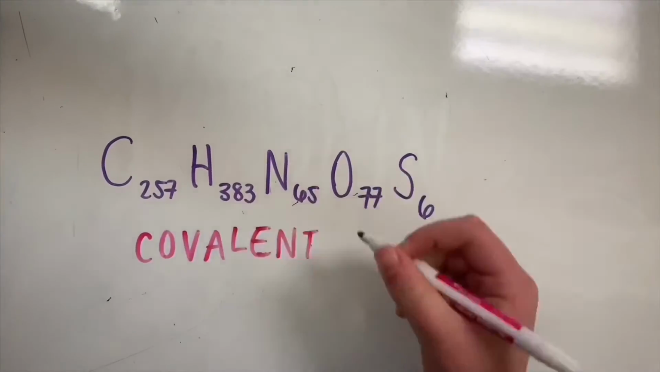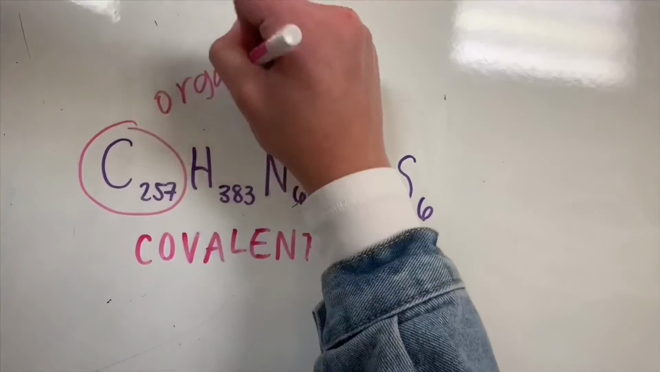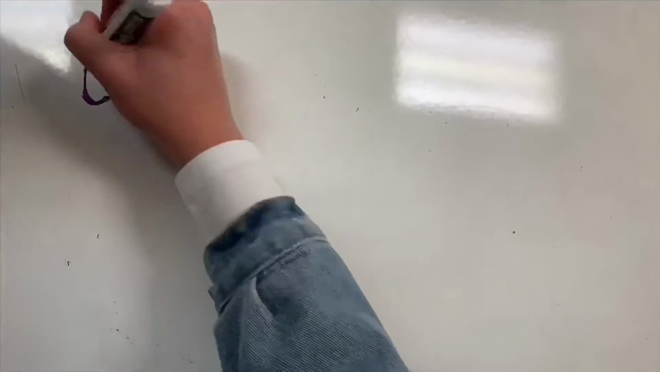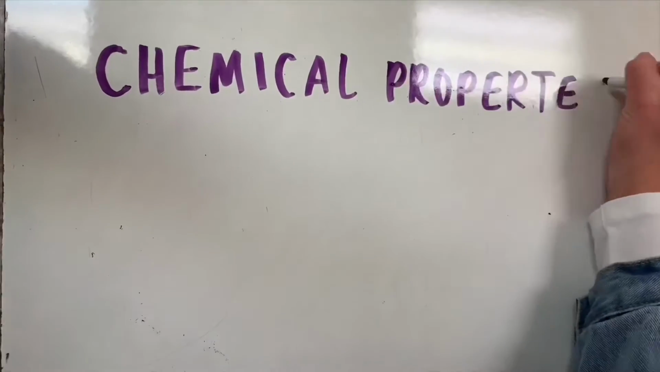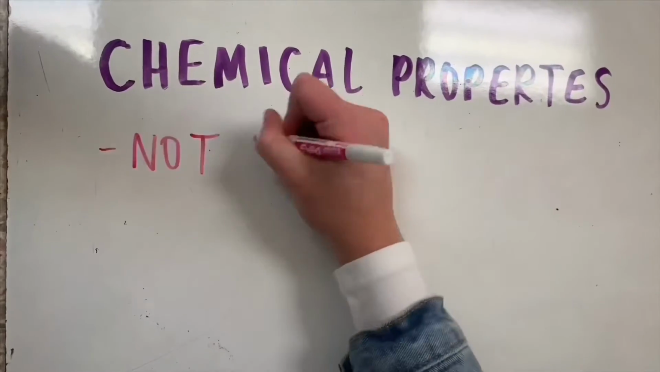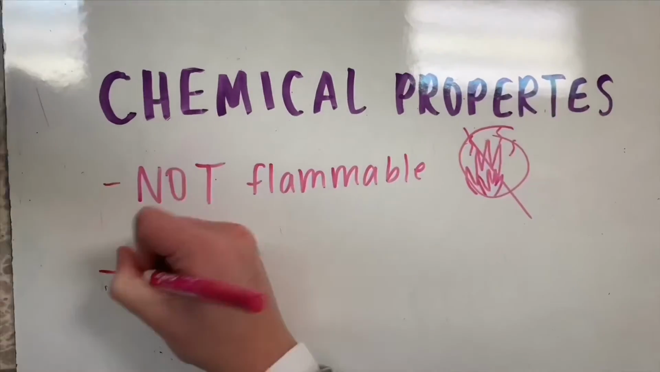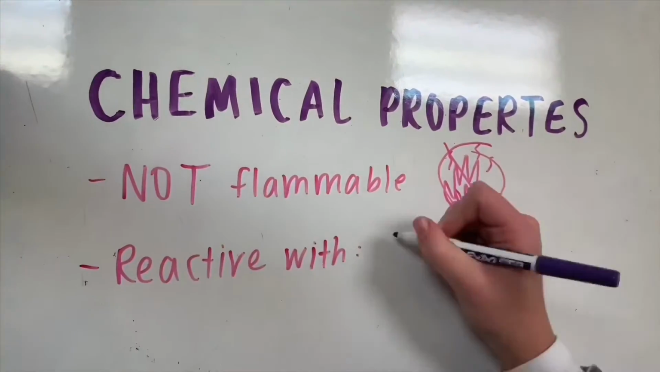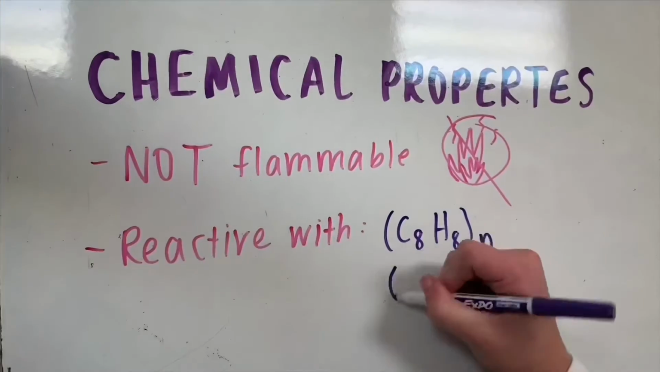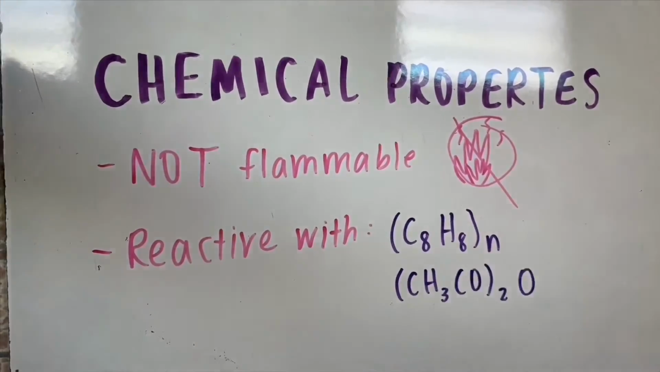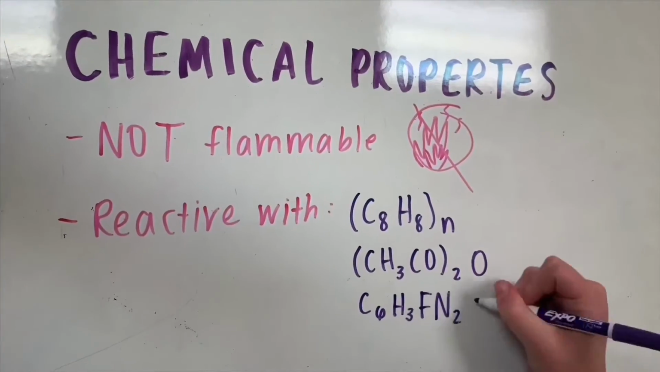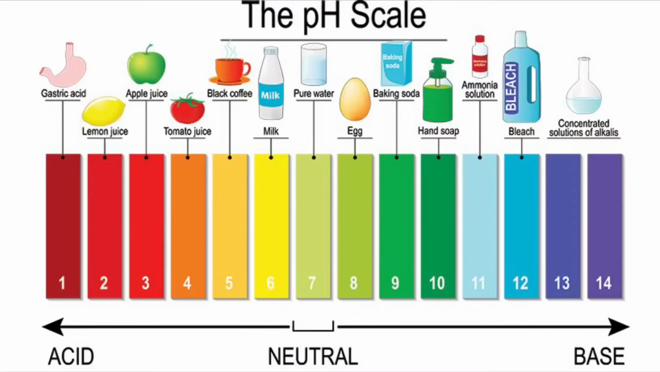Insulin is a covalent compound. It is carbon-based, meaning it is an organic molecule. The chemical properties of insulin are as follows. It is not flammable, nor is it combustible. It can be reactive with polystyrene, acidic anhydride, and 1-fluoro-2-4-dinitrobenzene. Additionally, insulin has a pH of 4.0, meaning it is somewhat acidic.